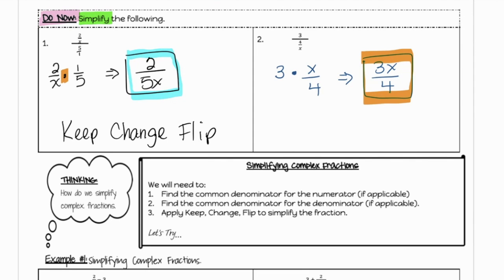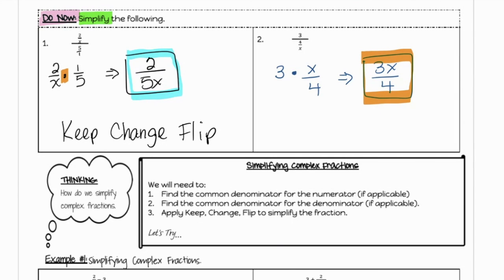That is the same approach for number 2. I kept the numerator, I changed the operation, and I flipped the denominator, giving me a value of 3x over 4. Make sure you express your answer in simplest form always. In this case, both of these were simplified already.